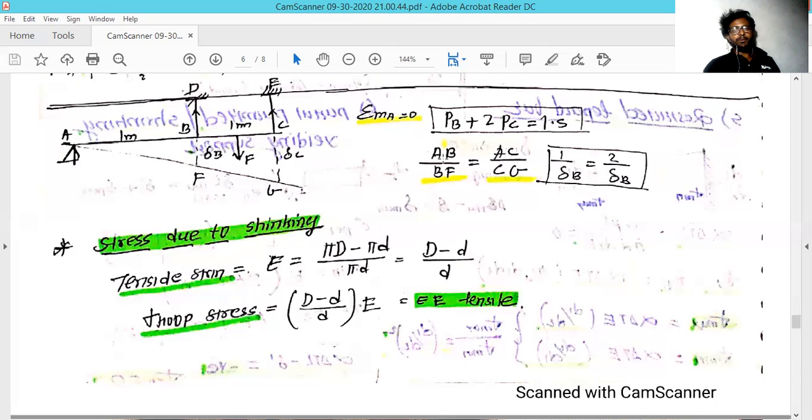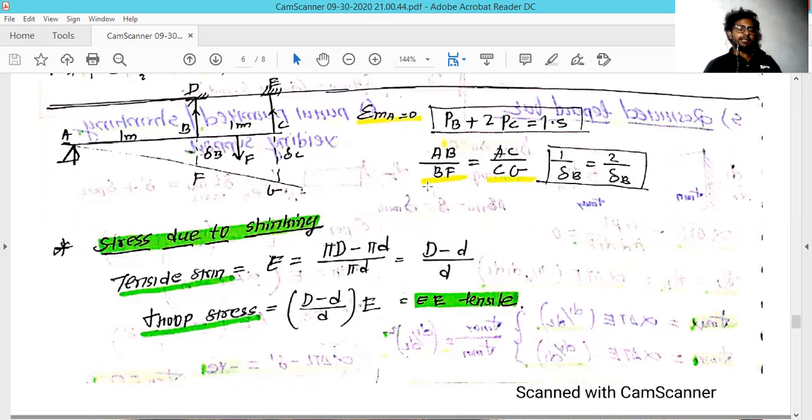So AB we know is 1 meter, and AC we know is 2 meter. Now the change in dimension, the change in cable length at BF and CF, gives us the relation between the two. From these two relations we can find out the total force generated in the two cables, and the amount of deformation taking place in that section.